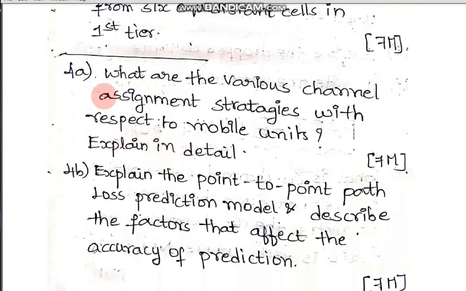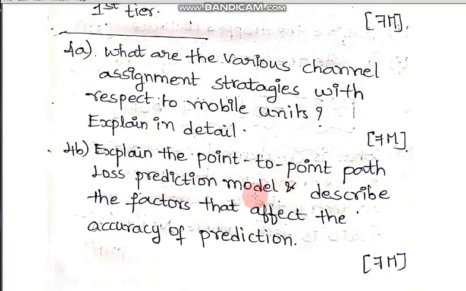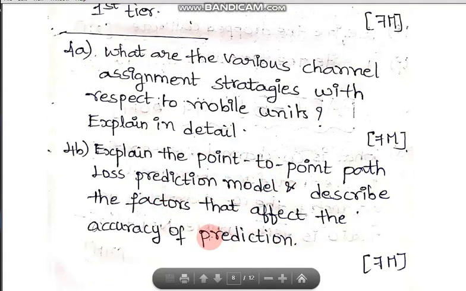And coming to the third chapter, what are the various channel assignment strategies with respect to the mobile units? Explain in detail. And explain the point-to-point path loss prediction model and describe the factors that affect the accuracy of prediction, which is for 7 marks again.